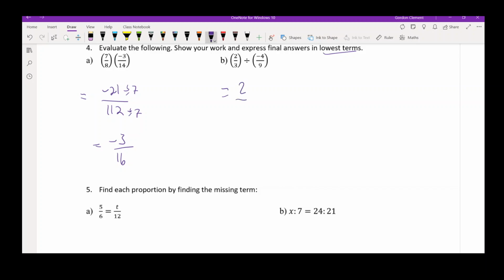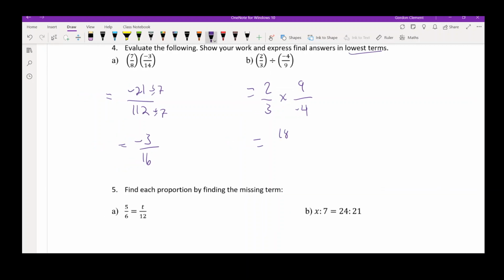Dividing, the trick we learned is you flip the second fraction over and change it to multiplication. So flip the second and multiply, and multiplying works top times top, bottom times bottom. So I have 18 over negative 12. So what I'm going to do is reduce that because I see that 3 goes into both of those to start out.